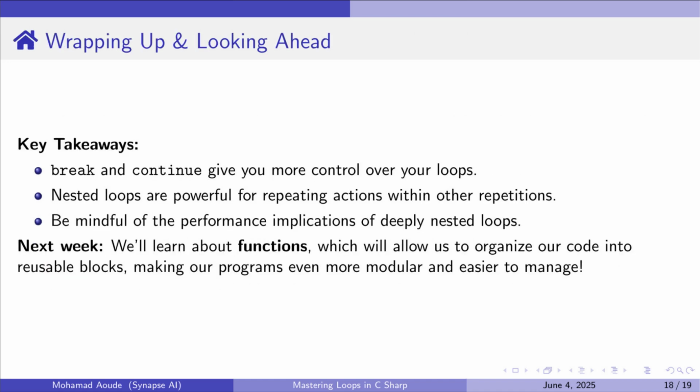Let's review our key takeaways from today. The break statement exits a loop immediately. The continue statement skips the rest of the current iteration and continues with the next one. Nested loops allow you to perform actions for each element of an inner set within each element of an outer set. Deeply nested loops can be expensive. Always consider performance. Next week we will learn about functions and methods in C# so you can break down your code into reusable modular blocks and keep your programs organized.